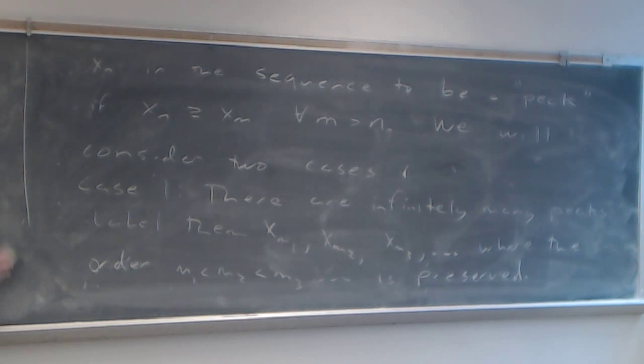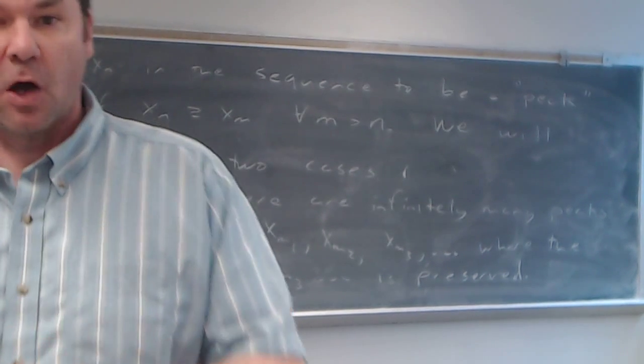So X of M sub 1 is the first peak. That's a number in the sequence. It's a peak. What does that mean? It's bigger than or equal to everything that follows it. Well, X of M sub 2 follows it. So what do I know about the comparison between X of M sub 1 and X of M sub 2? Which one was bigger? What does that mean? It's bigger than or equal to everything that follows it. X of M sub 1, how does it compare to X of M sub 2? That's right.